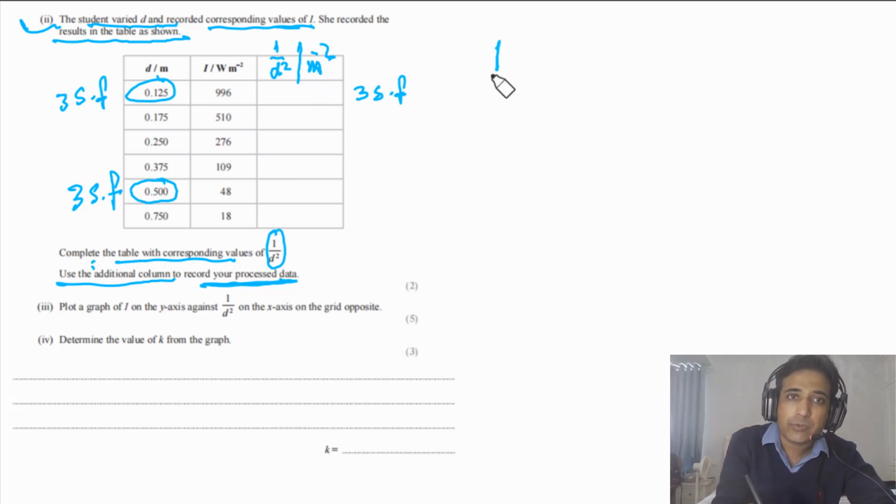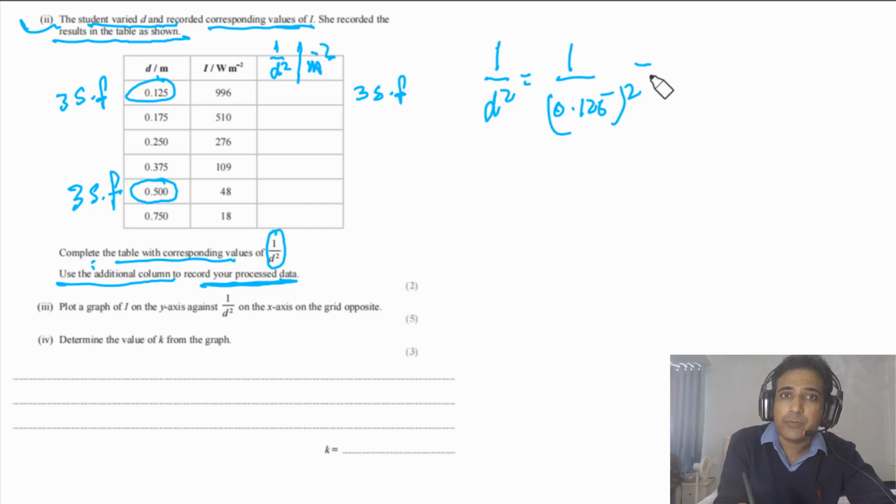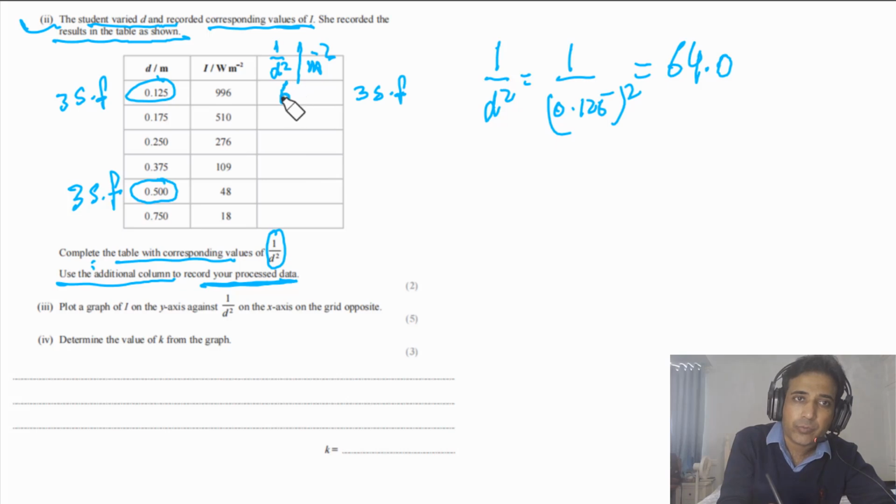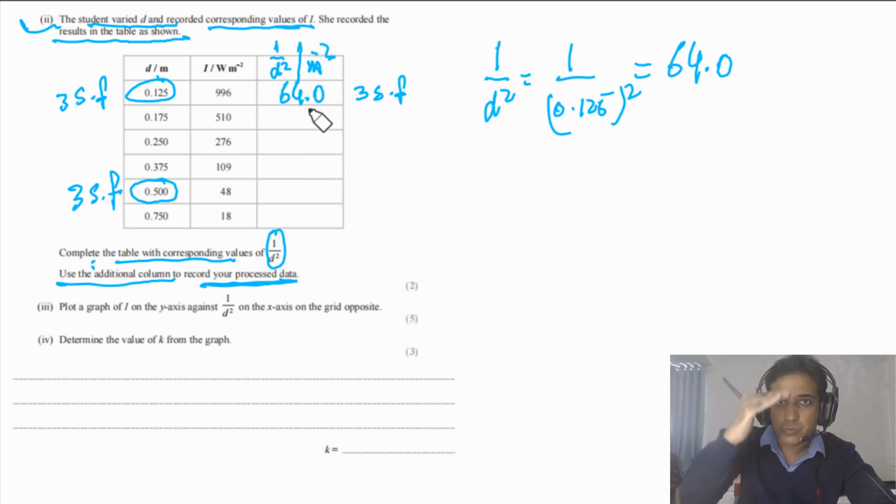So how can we calculate 1 over d square? Simply, you can say 1 over d square, and the value of d is 0.115 square. If you solve this, we will get 64.0 to 3 SF. And so simply you can write here 64.0, and you can do these steps for the rest of the values.